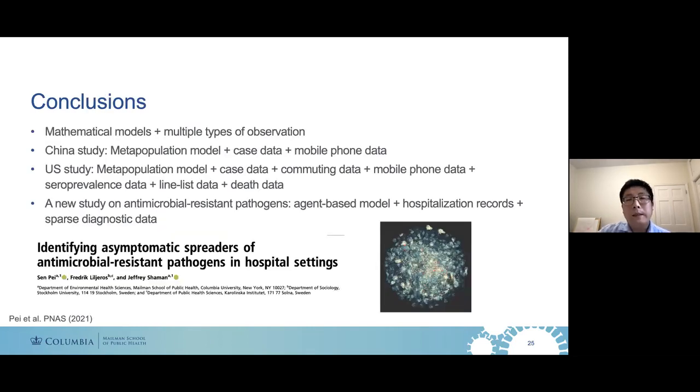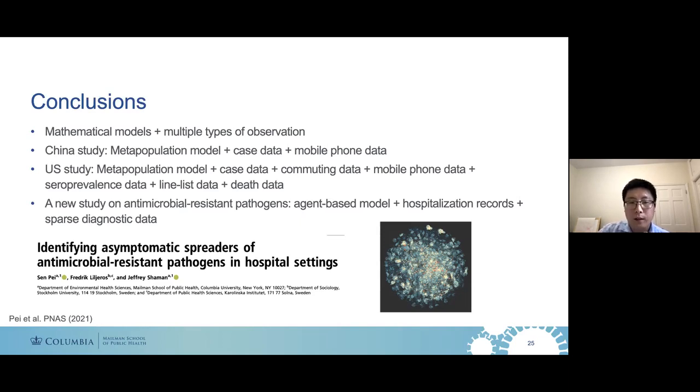And vaccination can really help to reduce the mortality rate of the disease. So to sum up, I just introduced two studies that use mathematical models to combine multiple types of observation to answer some questions regarding the transmission dynamics of SARS-CoV-2. In the China study, we used a metapopulation model to combine case data and mobile phone data to study the role of undocumented infections.